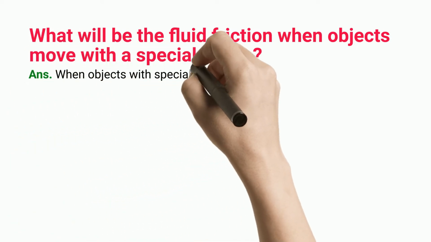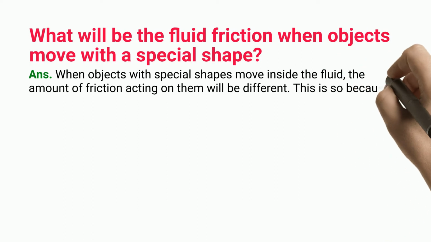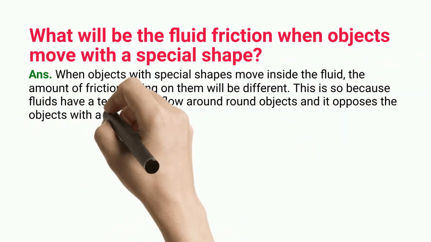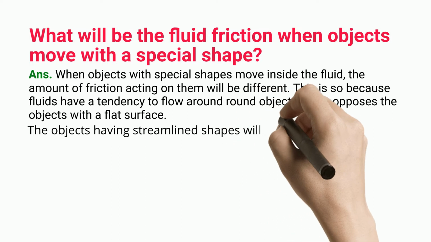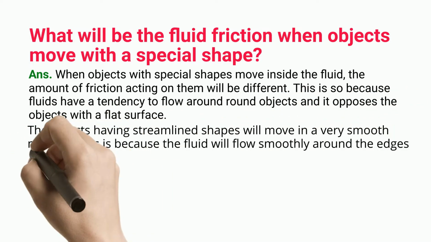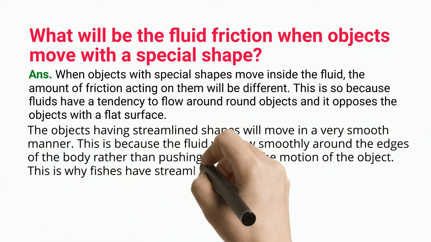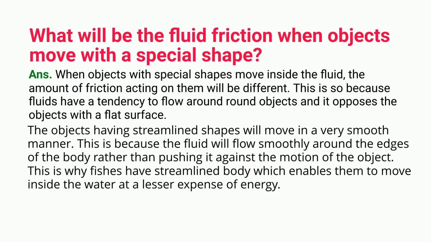When objects with special shapes move inside the fluid, the amount of friction acting on them will be different. This is so because fluids have a tendency to flow around round objects and they oppose objects with a flat surface. The objects having streamlined shapes will move in a very smooth manner. This is because the fluid will flow smoothly around the edges of the body rather than pushing against the motion of the object. This is why fishes have a streamlined body, which enables them to move inside the water at a lesser expense of energy.